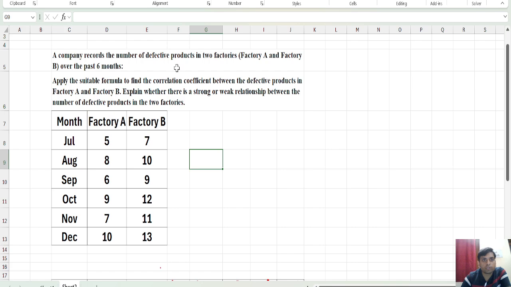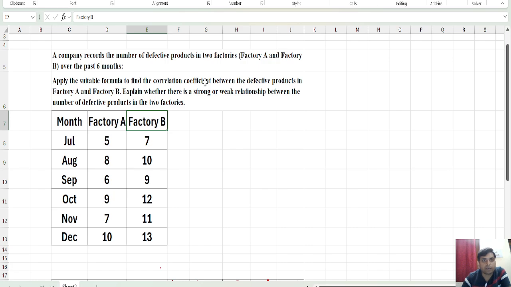A company records the number of defective products in two factories, factory A and factory B, over the last 6 months. So this is the record of the last 6 months from July to December, and this is for factory A and this is for factory B. These are the number of defective products. Apply the suitable formula to find the correlation coefficient between the defective products in factory A and factory B. Explain whether there is a strong or weak relationship between the number of defective products in the two factories.